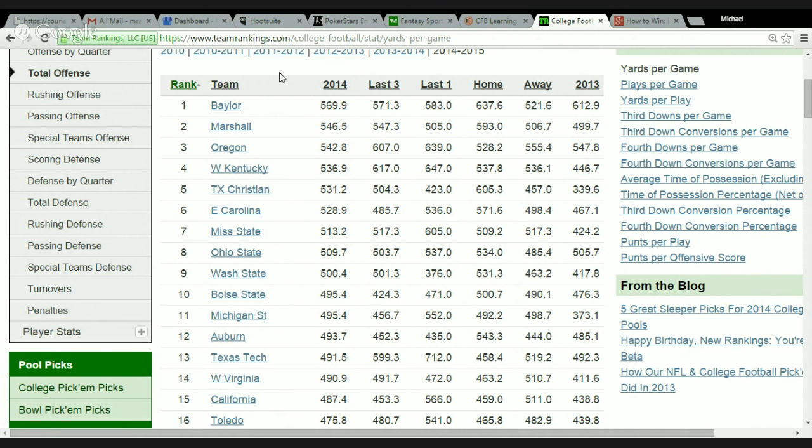Miss State, Dak Prescott, Ohio State, the trio quarterbacks, Washington State, Connor Halliday, and their wide receivers. Halliday since moved on, but now you got Luke Falk. So, these are some potent offenses that you need to know. You need to know who's on the depth charts for these teams, because these are the teams that you're going to want to use.